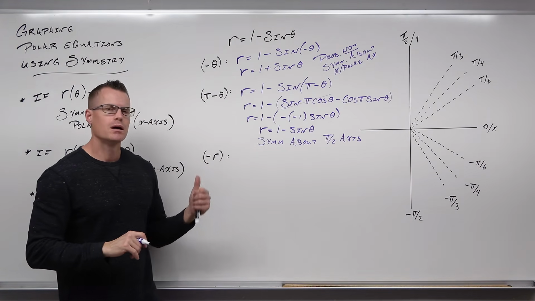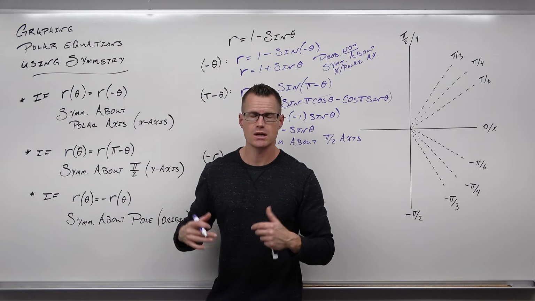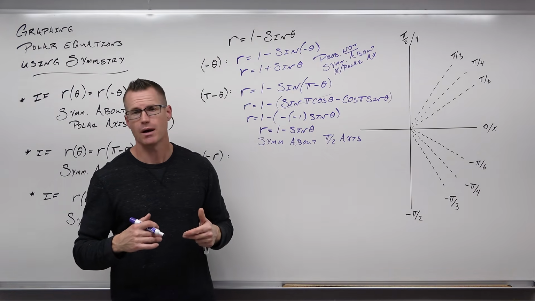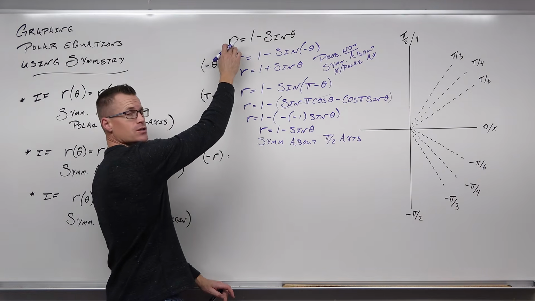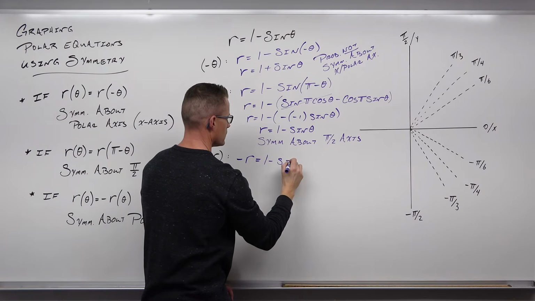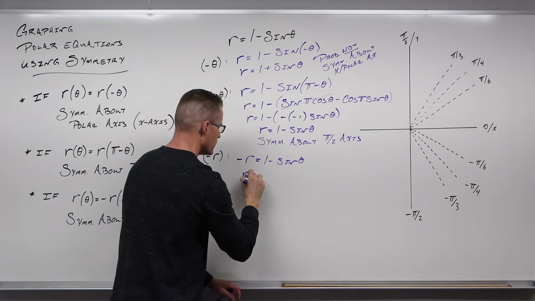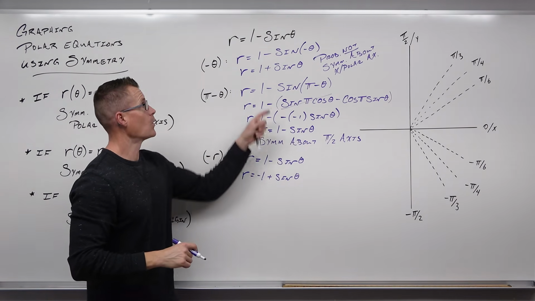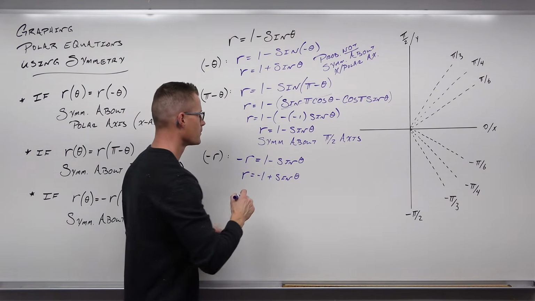Okay, last one to check. Take r and make it negative. If positive r equals negative r, when you change the sign of r, and you get exactly the same thing you started with, you'll have symmetry about the origin or the pole. So let's do that. All that's required is we take this r and change its sign. Now let's solve for r. So divide everything by negative 1. Now this is clearly not what we started with. The signs are all opposite, which means we probably don't have symmetry about the pole.